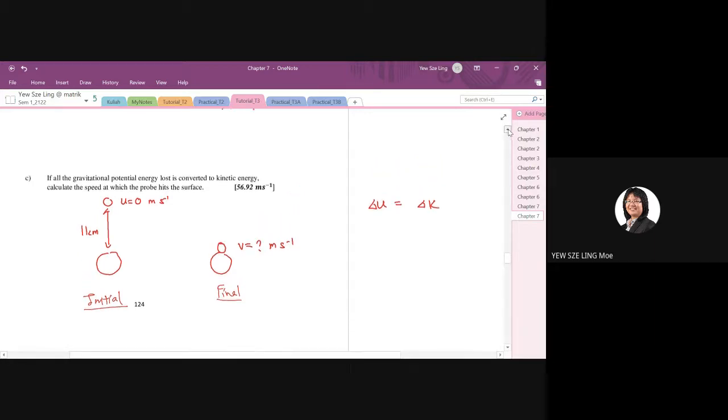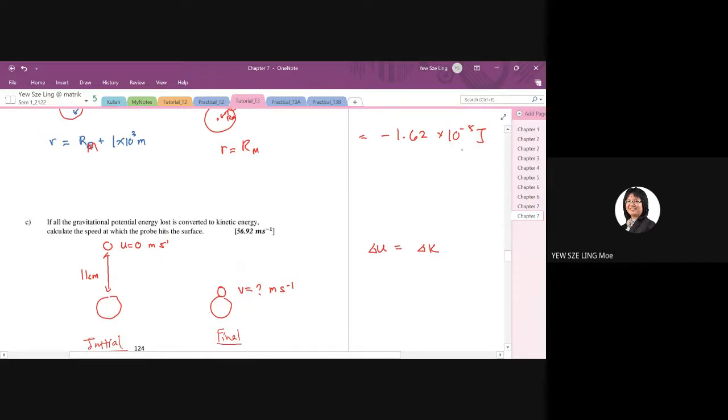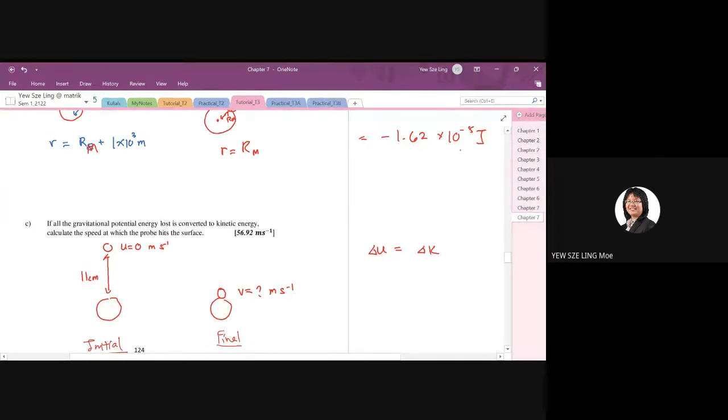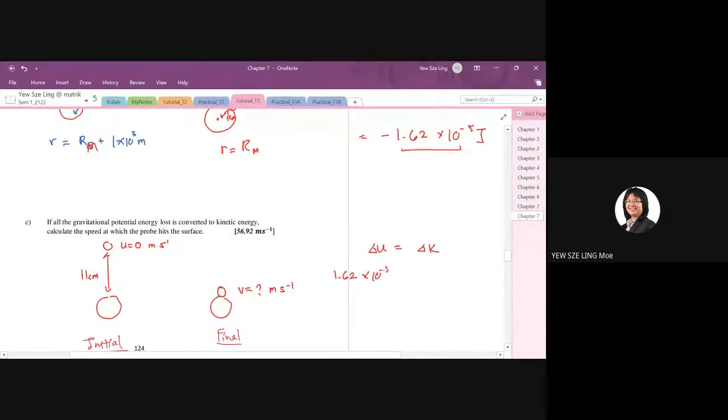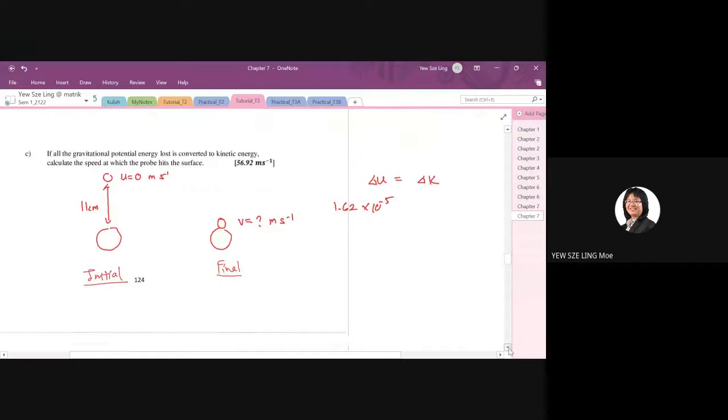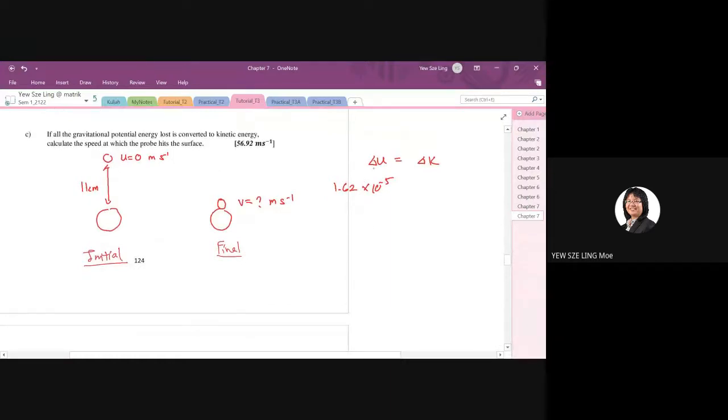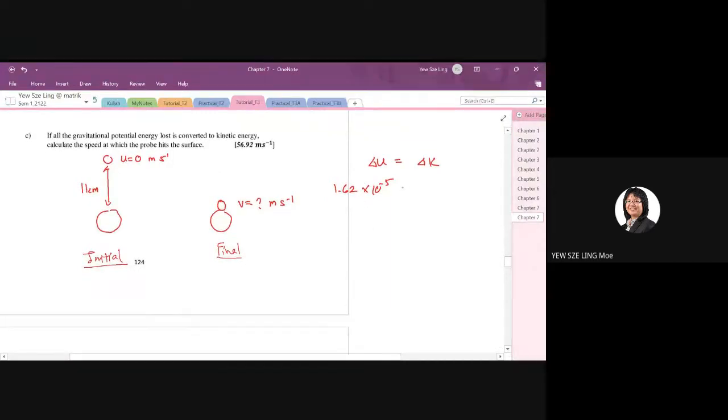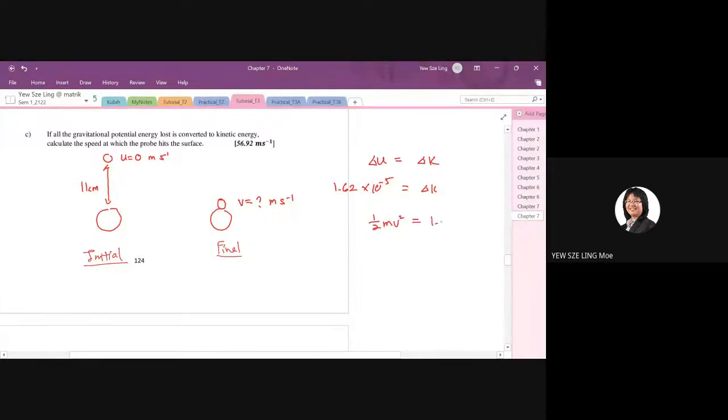And when it comes to delta U, now we don't have to include the negative sign. The negative sign in the previous question just tells us whether it's work done on the system or work done by the system. Now we just want the magnitude. So we are going to put 1.62 times 10 to the power of negative 5, because we just want to look at the amounts of energy. So 1.62 times 10 to the power of negative 5 is equal to our kinetic energy. So 1 over 2 mv squared is equal to 1.62 times 10 to the power of negative 5.